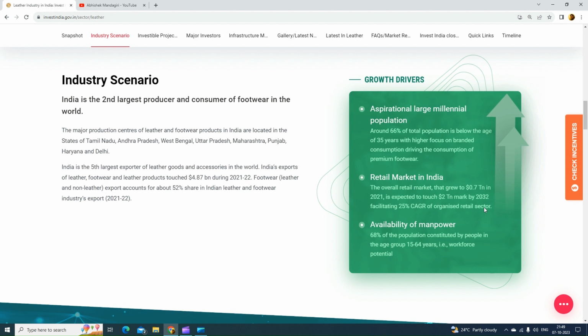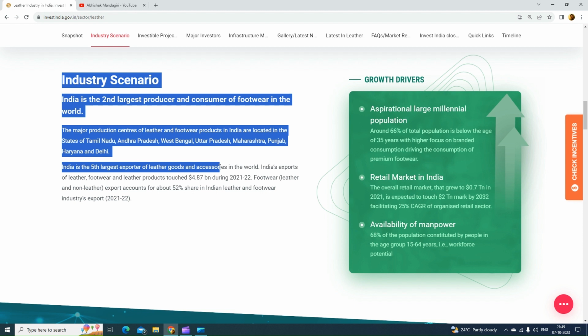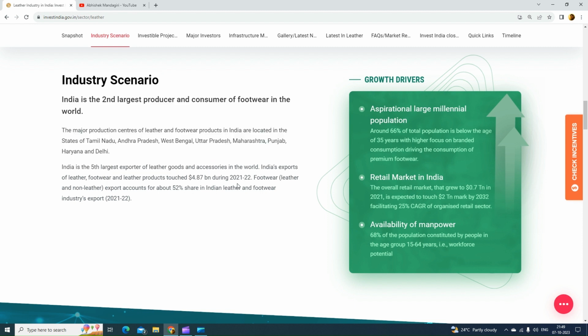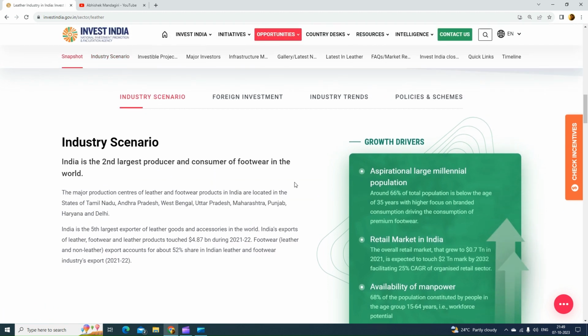As per the export market, you can see India is the fifth largest exporter of leather goods and accessories in the world, and for footwear alone, export accounts for a 52% share in the Indian leather and footwear industry. So the export revenue is about 52% share of all the revenue from the leather industry, from the footwear industry. Both leather and non-leather, because now there are so many footwears which are not leather. They come in plastic, they are made of different things.